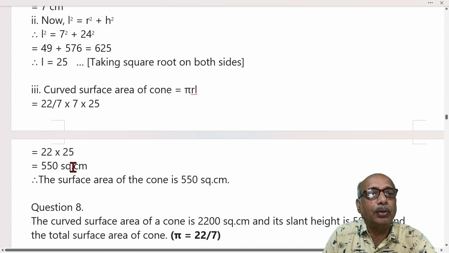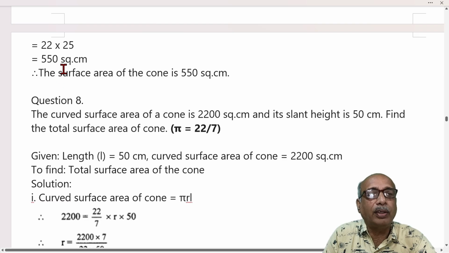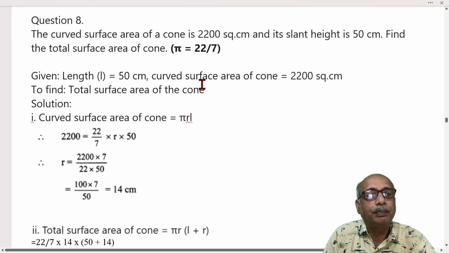Again, substitute the values in the formula L square equals R square plus H square. You will get L square equals 625. L equals 25. Curved surface area of cone equals pi r L equals, substituting the values, 550 square centimeter. Therefore, the surface area of the cone is 550 square centimeter.